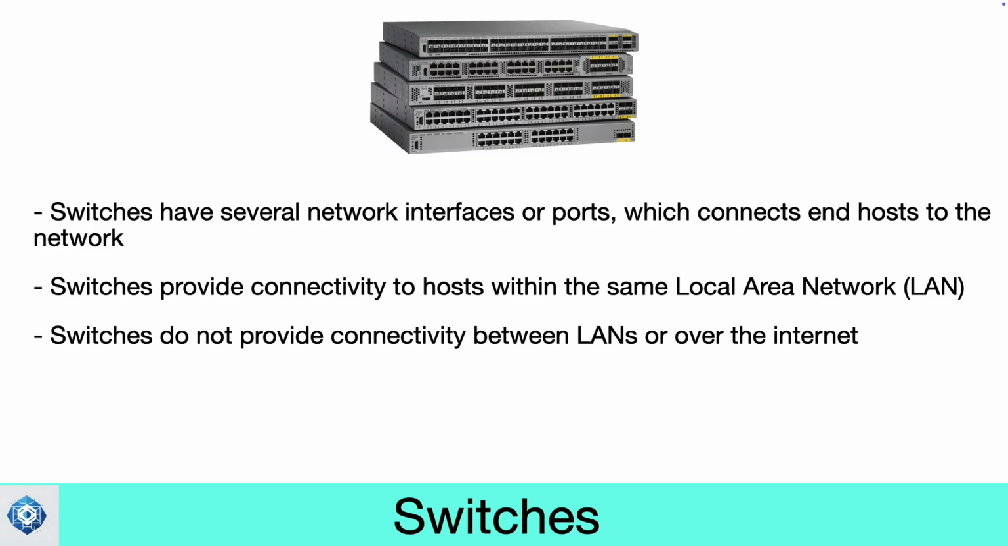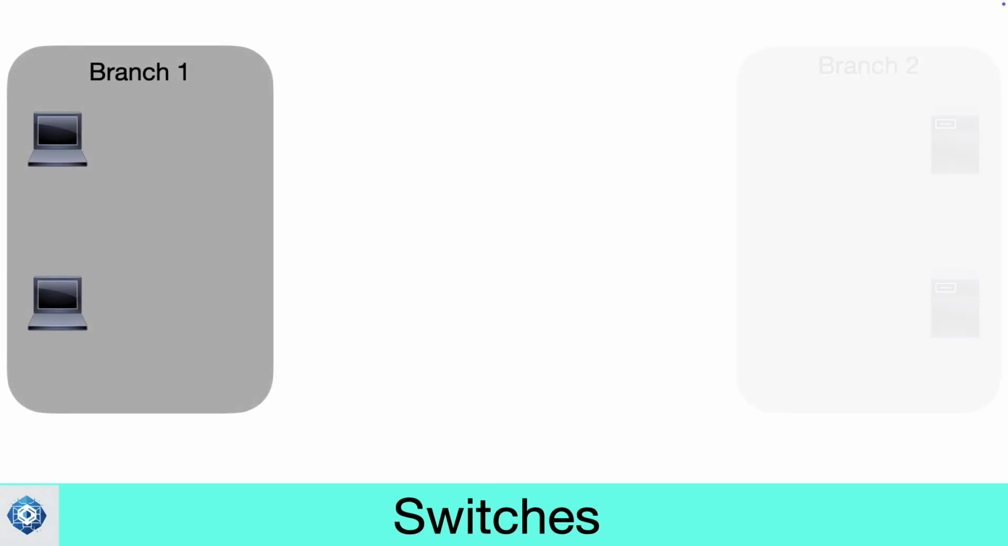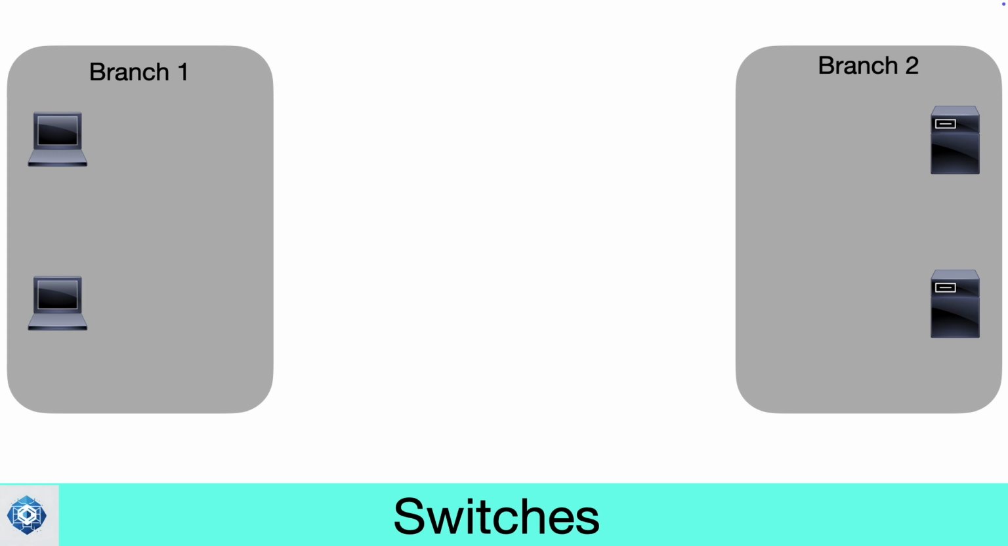These switches provide connectivity to hosts within the same local area network, also known as a LAN, and the switches don't provide connectivity between local area networks over the internet. We'll talk about how you can do that here in just a minute. So taking a look at a very simple network here, we have a company with 2 different branches. You can see branch 1 has 2 different laptops, and branch 2 has 2 different servers. Now, of course, if this is a large company, they would have more than just 4 devices, but we want to start with something fairly simple.